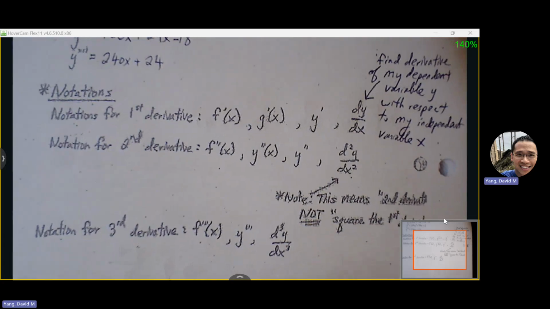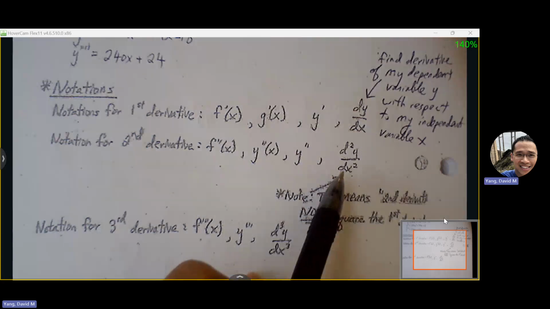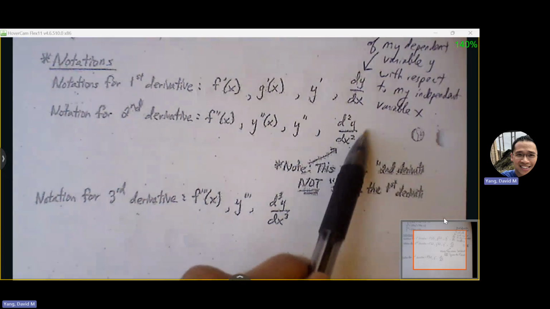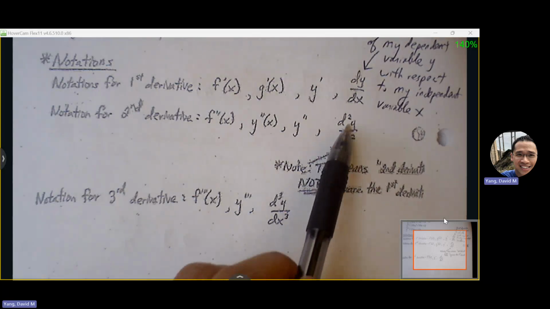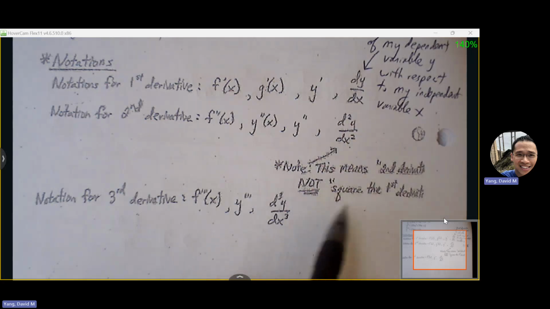Notation for second derivative, you may see f double prime, y double prime of x, y double prime, d2y over dx2. This is the notation for second derivative. Okay? This doesn't mean I'm going to take my derivative and square it. The 2 indicates the second derivative. It doesn't mean that we're squaring anything.